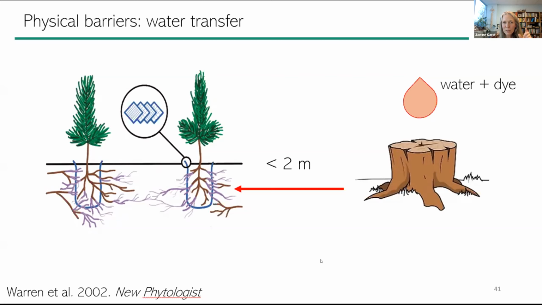And what they found in one colonized root tip of one seedling was that dye. The only way the dye could have gone there is if it was in water, moving through a common mycorrhizal network and ended up in that seedling. So this is our strongest evidence that resources are moving through a common mycorrhizal network.